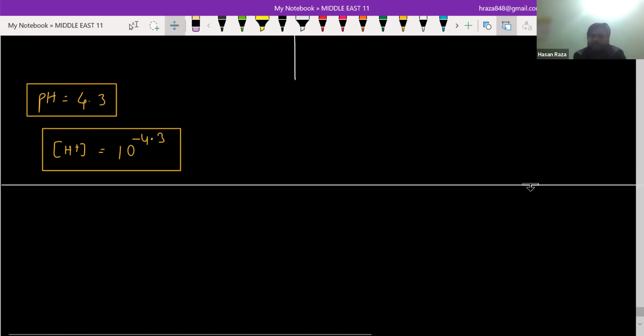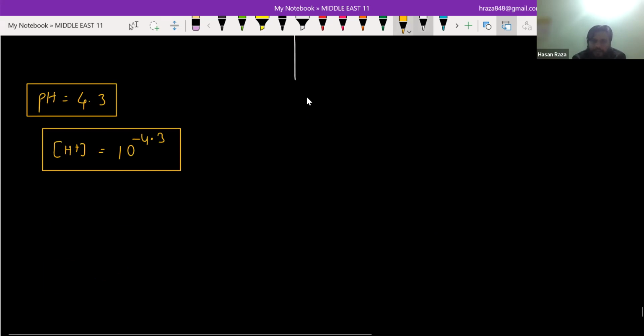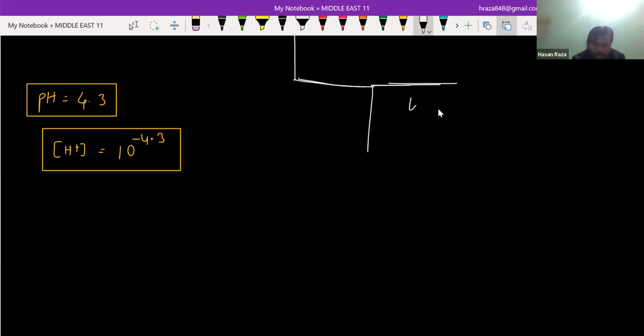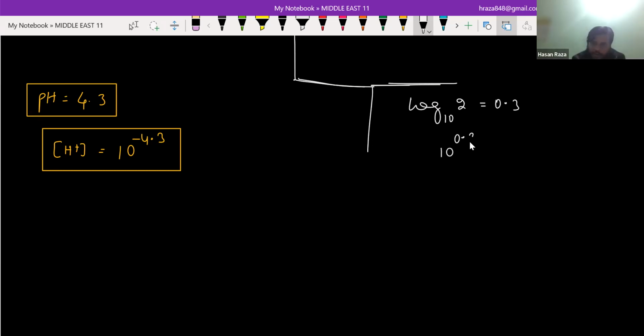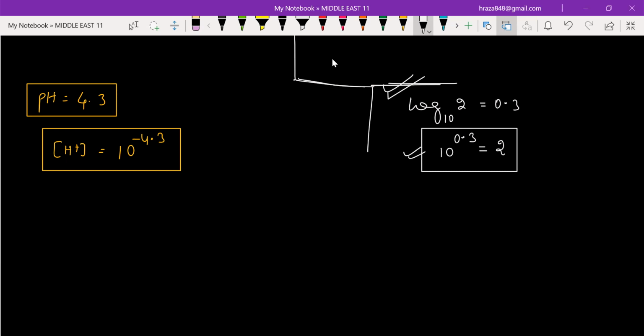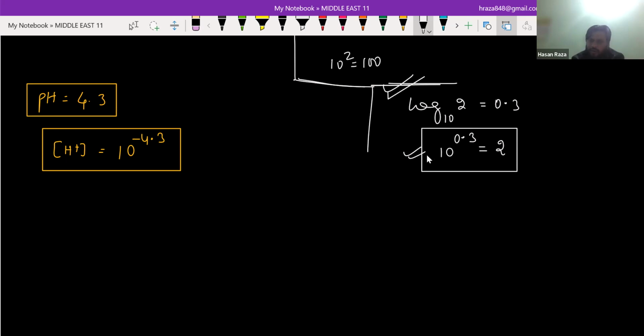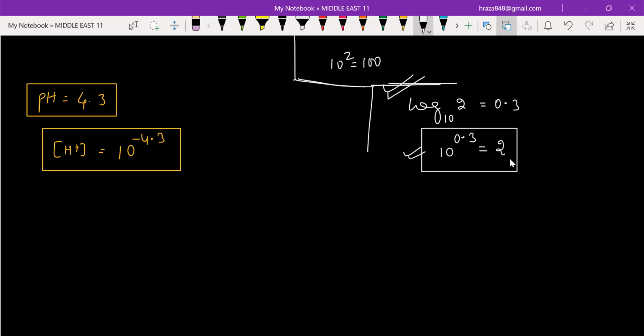So what we will do, this is very important to understand. I'm going to write some values. If you remember them, it is very useful in calculation of the concentration. Always remember that. You know that log 2 to the base 10 has value 0.3. So whenever you take anti-log, 10 raised to the power 0.3 will be equal to 2. This is the value of log, this is the value of anti-log. You know the value of 10 raised to the power 2 is equal to 100, 10 raised to the power minus 2 is equal to 0.01. But do you know the value of 10 raised to the power 0.3? Now you know 10 raised to the power 0.3 has a value 2.